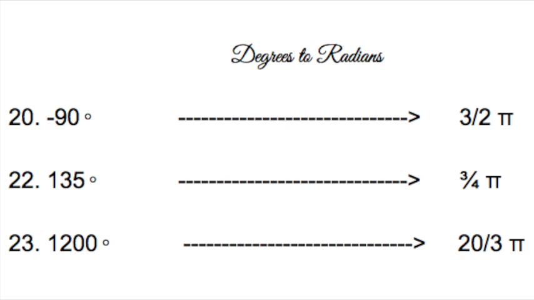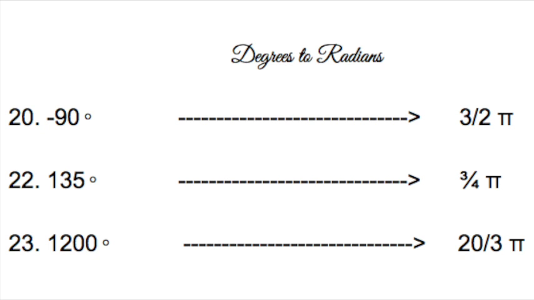So for number 20, since 90 degrees is negative, we have to subtract 90 from 360 before we actually begin conversion. 360 minus 90 is 270. Multiplying 270 over 1 by pi over 180 will give you the result of 3/2 pi. 22 is much simpler. Multiplying 135 over 1 by pi over 180 leaves a product of 27 over 36 pi. Dividing both numbers by 9 leaves 3/4 pi as the final answer.